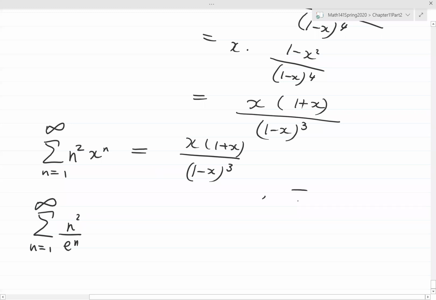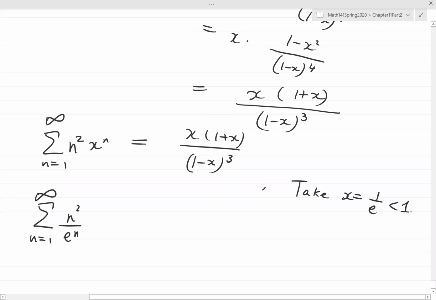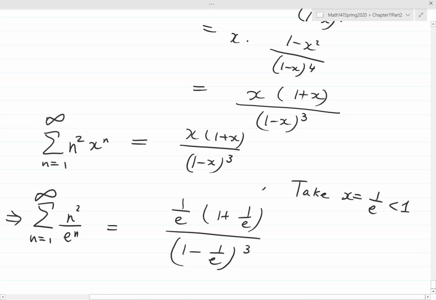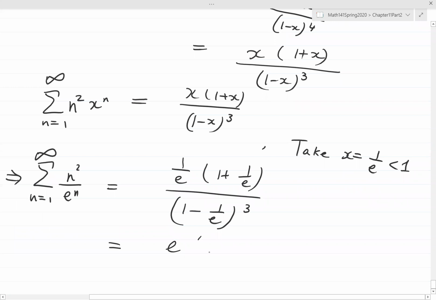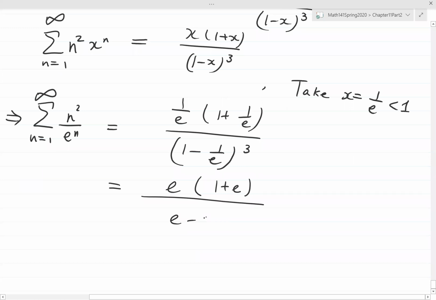Now remember, we want the series n squared e to the power negative n from 1 to infinity. So you take x to be 1 over e. Here x is 1 over e, less than 1. If you rearrange this, multiply by e cubed, this is e plus 1 over e minus 1 cubed. Okay, so then we are done.